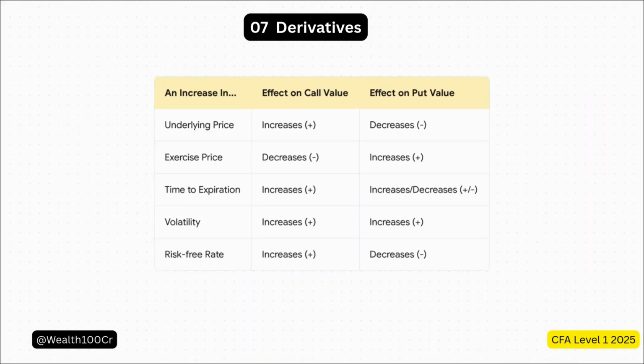And this table here puts all of these key factors together for us very nicely. Please take a moment to look at it. You will notice how volatility, that unpredictability we just talked about, increases the value for both calls and puts.